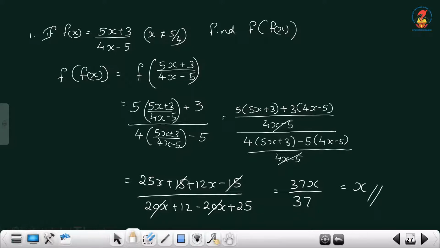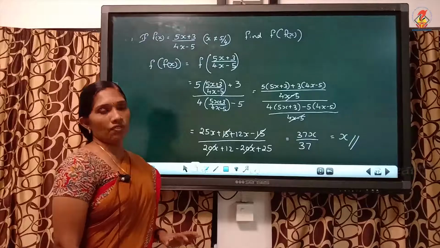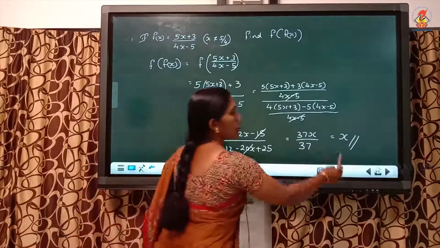So f of f of x. In the place of f of x, give this fraction. Then here f of x is given. In the place of x, you have to write this fraction, then simplify. So we will get equal to x.